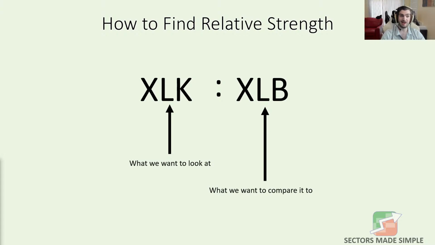If it's going down, that does not mean that the two securities are losing money. All it means is that the thing on the left is not doing as well as the thing on the right. We could have both securities that are losing money or returning negative returns. And because the thing on the left didn't lose as much as the thing on the right, the chart would be going up.